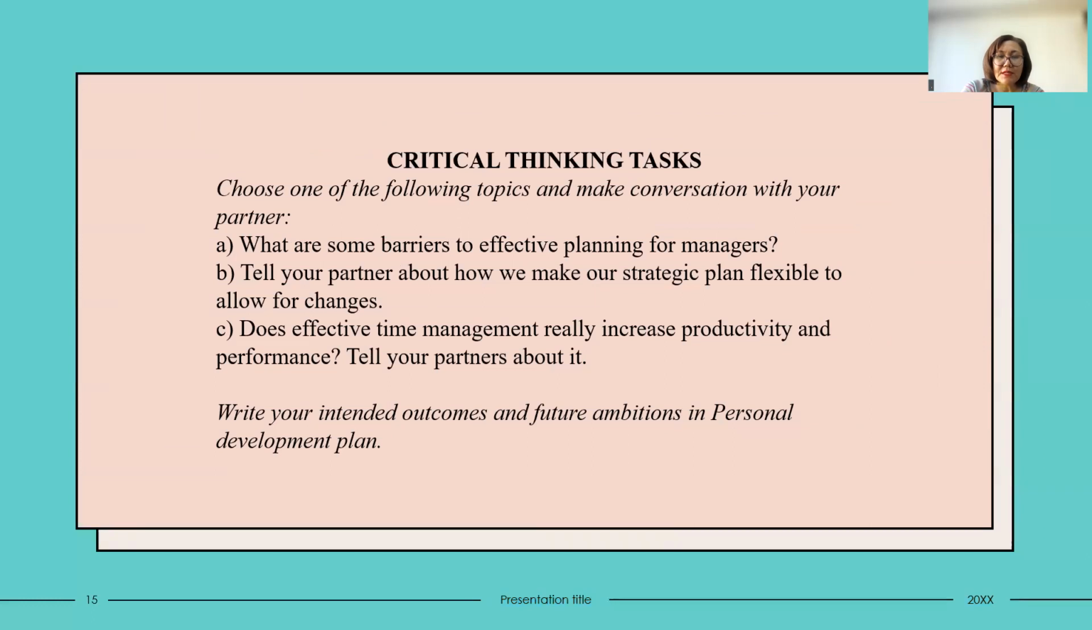Also, except this task, you have another critical thinking task. Choose one of the following topics and make a conversation with your partner. What are some barriers to effective planning for managers? Tell your partner how we make our strategic plan flexible to allow for changes. Does effective time management really increase productivity and performance? Tell your partners about it. Write your intended outcomes and future ambitions in a personal development plan.